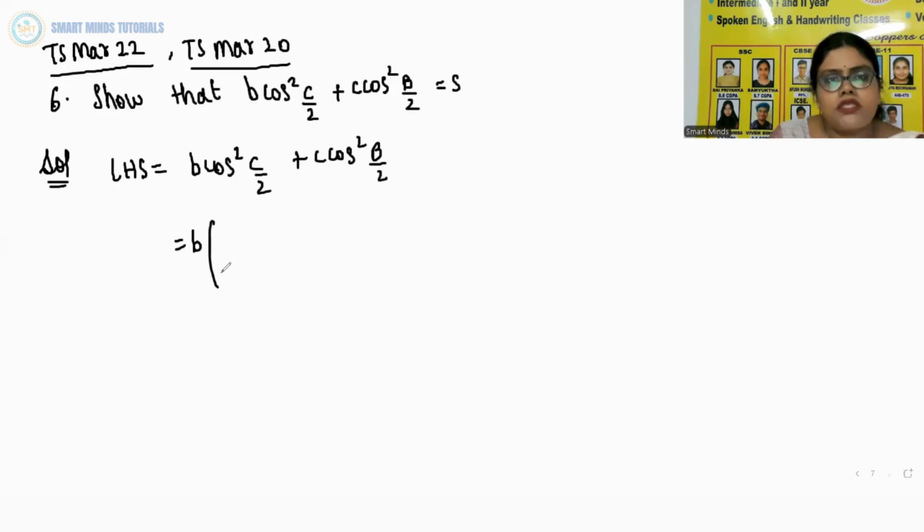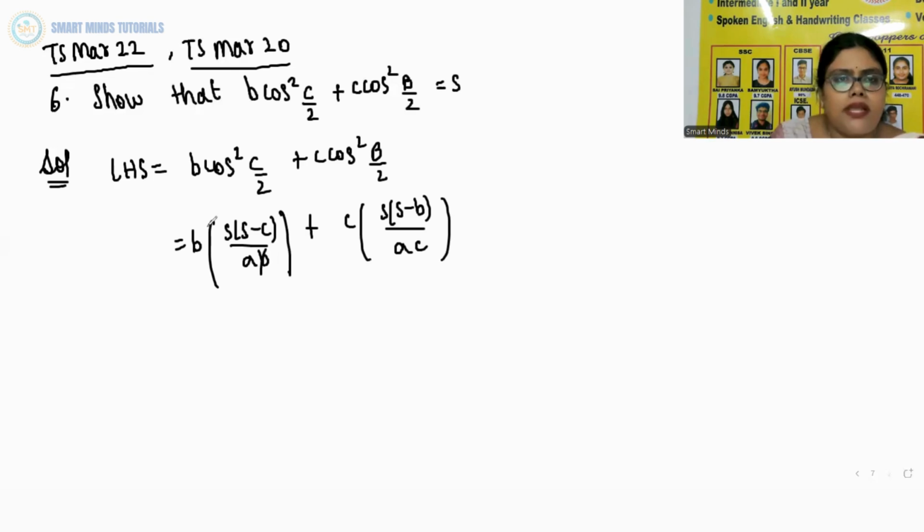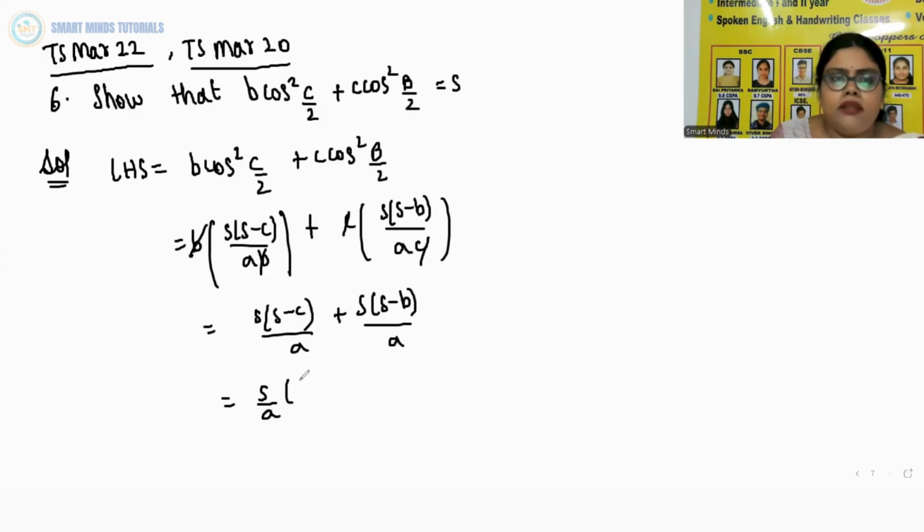That is b into, just in the last problem we have seen what is cos square C by 2, s into s minus c by ab, plus c into cos square B by 2 can be written as s into s minus b by ac. Here b, b cancel, here c, c cancel. So that is s into s minus c by a plus s into s minus b by a. So that is s by a into, if I take s by a common, we will get s minus c plus s minus b.